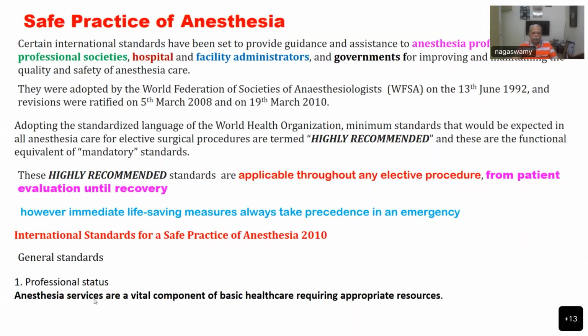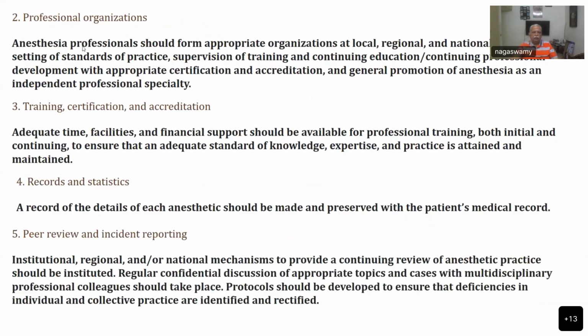The professional status. Any anesthesia service is a vital component of basic healthcare requiring appropriate resources. Then professional organizations. Anesthesia professionals should be members of appropriate organizations at local, regional or national settings of standard practice. Supervision of training and continuing education, continuing professional development with appropriate certification and accreditation. So the person who is going to give anesthesia should be properly trained and should have a proper certification and general promotion of anesthesia as an independent professional specialty. So he must be a specialist anesthetist all the time.